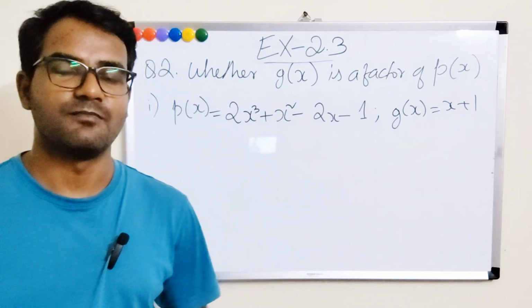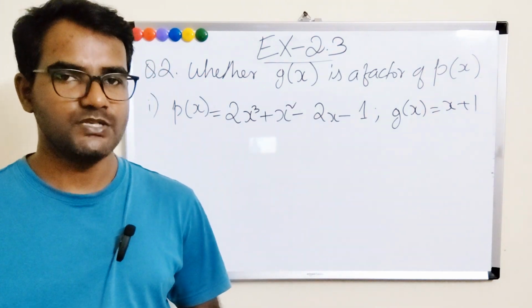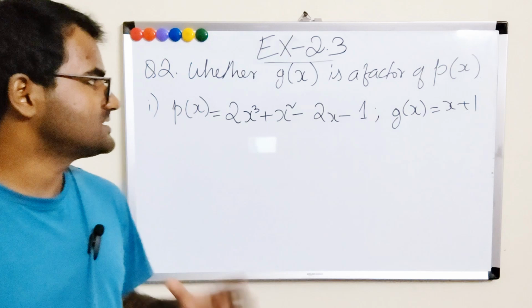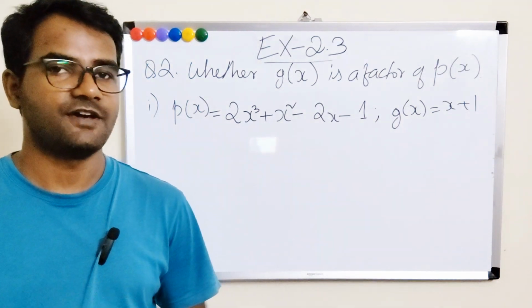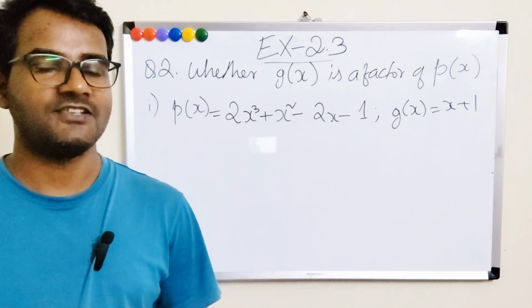So now we have come to number 2, right? So how do we do it? This is also quite similar. So what does it say? It says that determine whether g of x is equal to p of x or not.